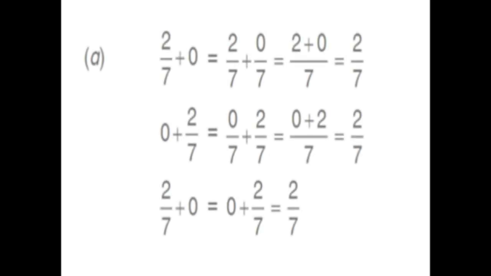In the example you can see the rational number is 2 upon 7. The first one is written 2 upon 7 plus 0, which means when 2 by 7 is added with 0, we'll equalize the denominator and then add, and we'll get the result as 2 by 7. In the same way, if 0 is added with 2 by 7, again we'll take out the LCM and find the sum, which is equal to 2 by 7. So in both cases the result is the same. So the property is clear: a plus 0 or 0 plus a both give the result a.